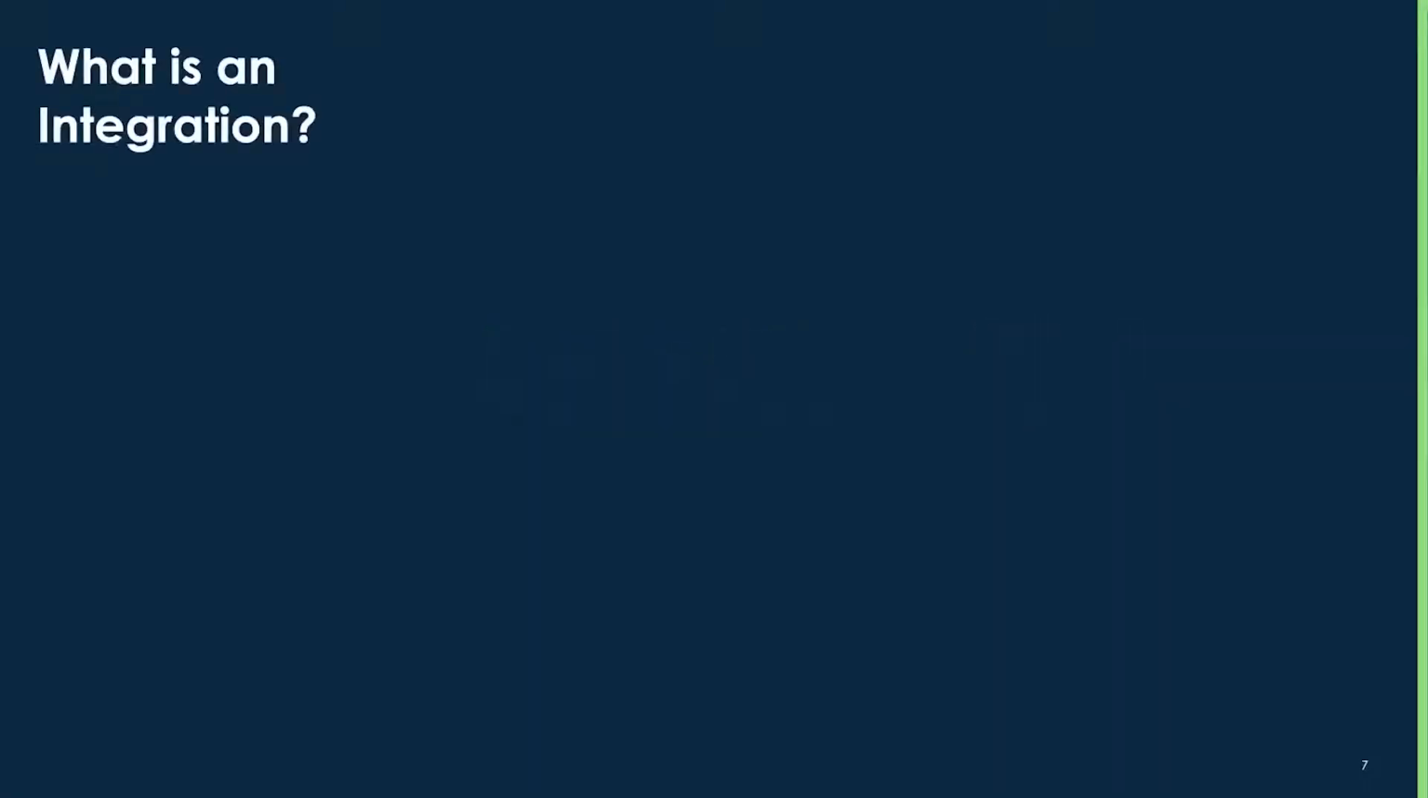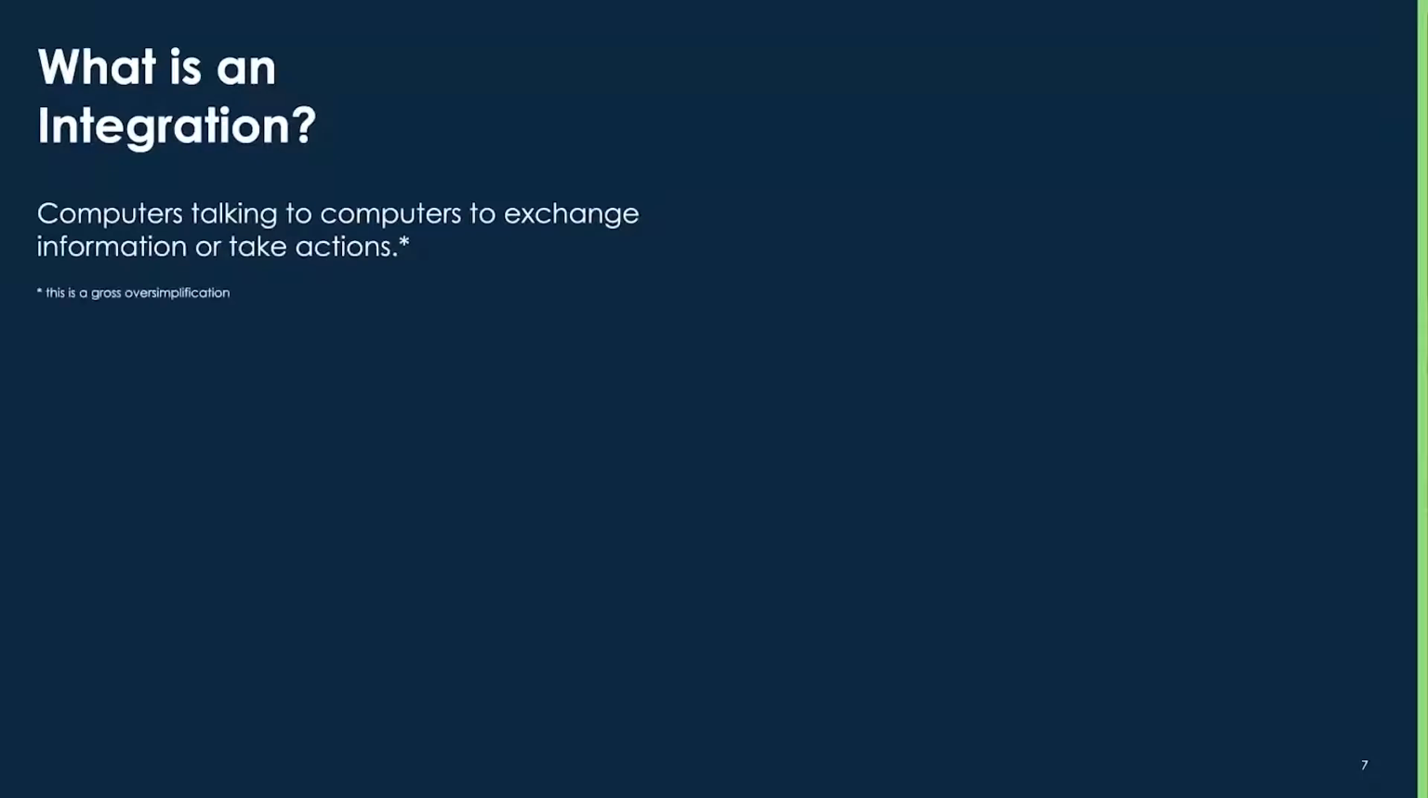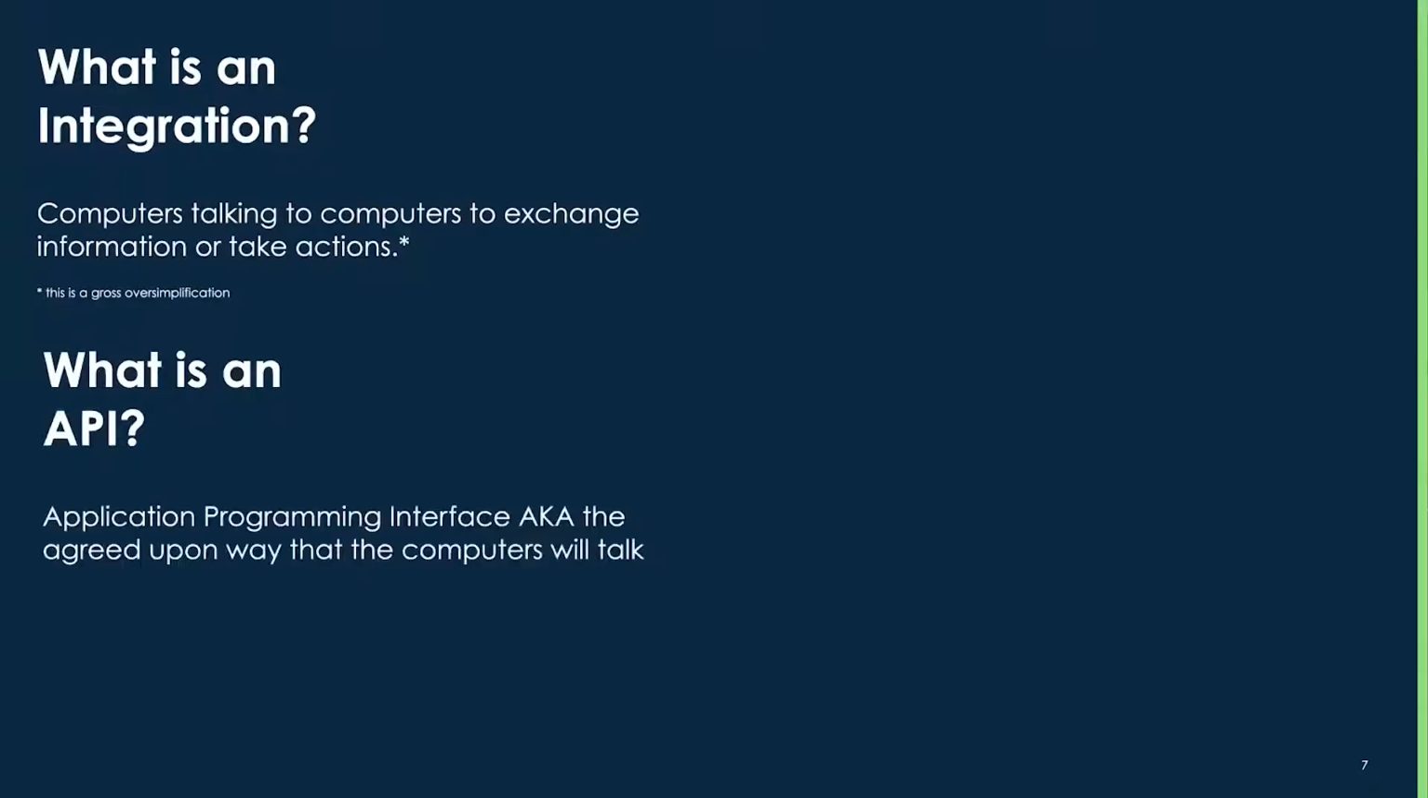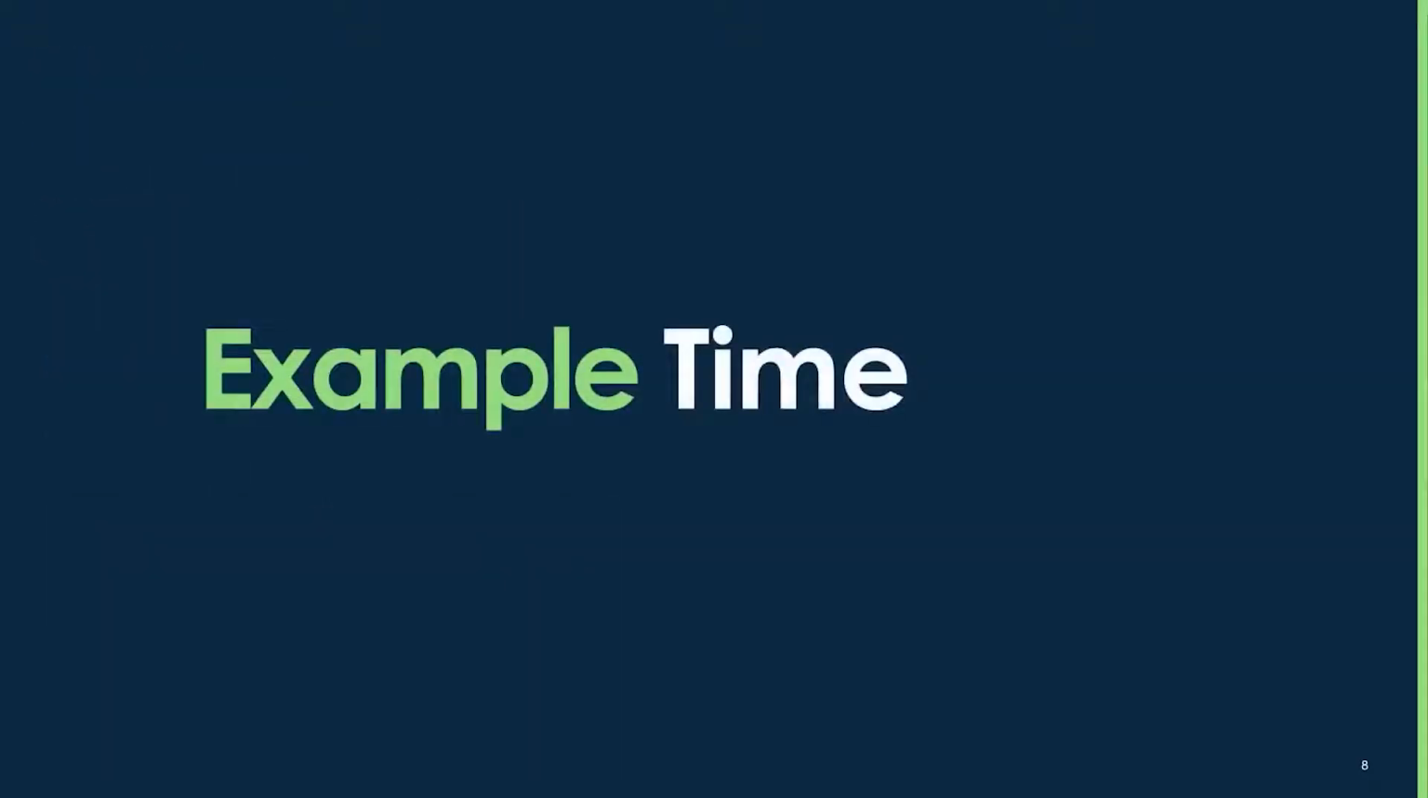So there's only two things that you really need to start off knowing. What is an integration? And that's when computers talk to other computers to exchange information or take actions. And yeah, that's a gross oversimplification. The second is, what is an API? It stands for Application Programming Interface, which you don't actually need to know. What you do need to know is that it is the agreed upon ways for the computers to talk to each other. So let's look at some examples of how to do this.